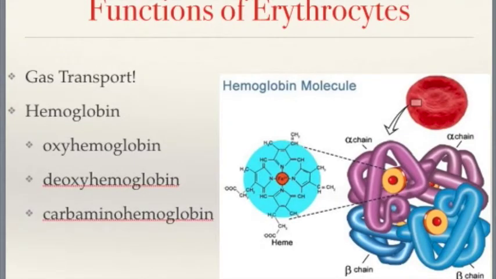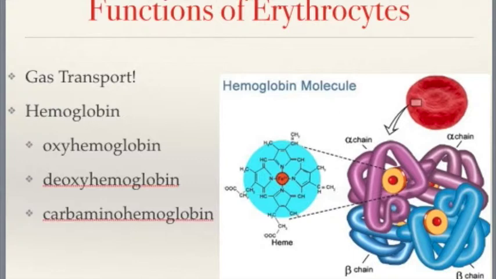Let's talk a little bit about a protein that allows red blood cells to do what they do. So, the primary function of red blood cells is to transport gas, specifically oxygen from the lungs to the body's tissues, and to a lesser degree it transports carbon dioxide from the body's tissues to the lungs for removal. The protein that allows this to happen is hemoglobin.